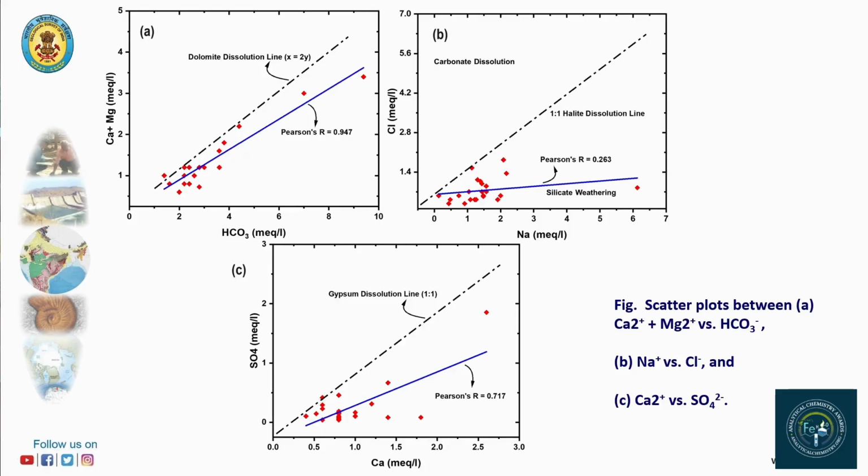Like that, in the scatter plots between calcium plus magnesium versus bicarbonate, we can see the clustering of the samples and the dolomitic dissolution lines, and we can see here also calcium.